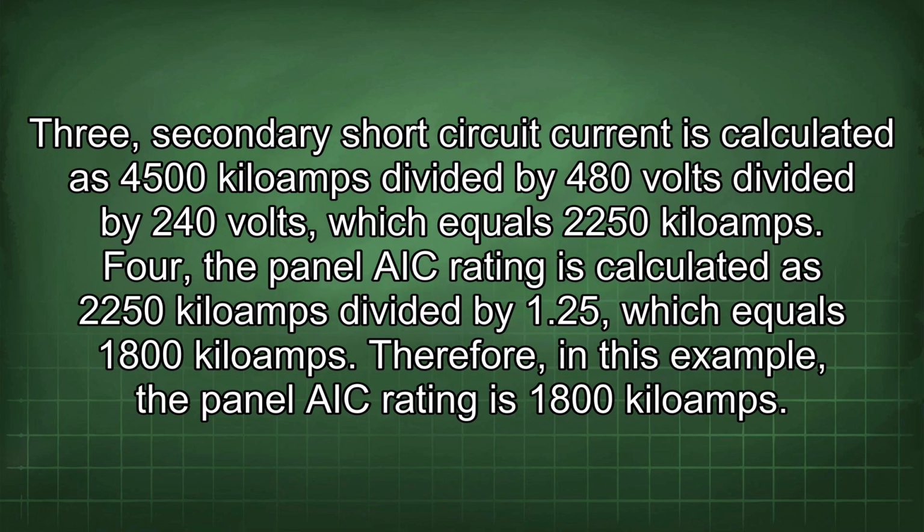3. Secondary short circuit current is calculated as 4,500 kiloamps divided by 480 volts divided by 240 volts, which equals 2250 kiloamps. 4. The panel AIC rating is calculated as 2250 kiloamps divided by 1.25, which equals 1800 kiloamps. Therefore, in this example, the panel AIC rating is 1800 kiloamps.